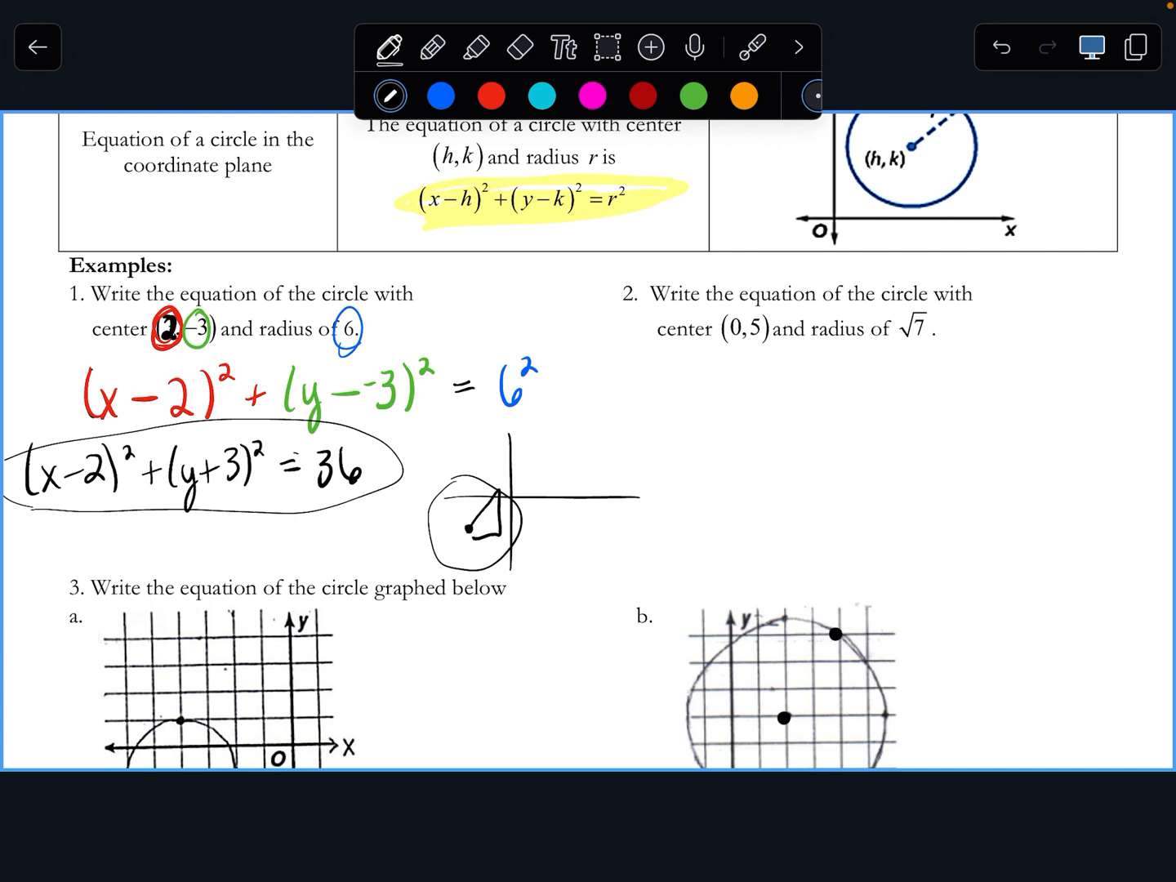You don't even have to solve it. You're not solving anything, you're just plugging it in. This next one is kind of weird because it's 0, but you're doing the same thing. You're doing Pythagorean theorem, but on steroids basically.